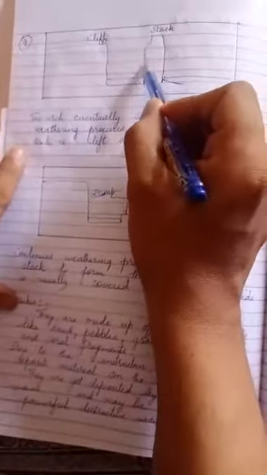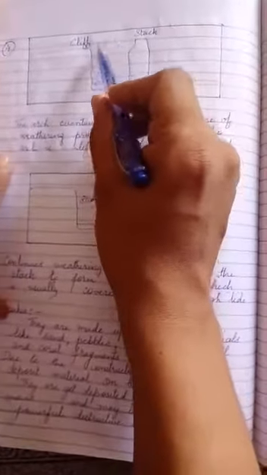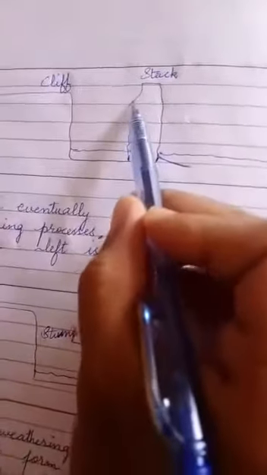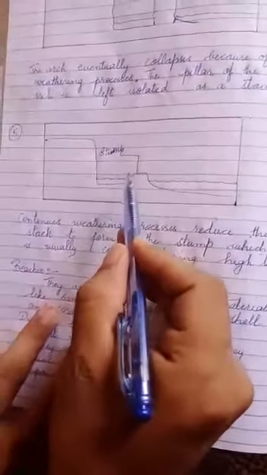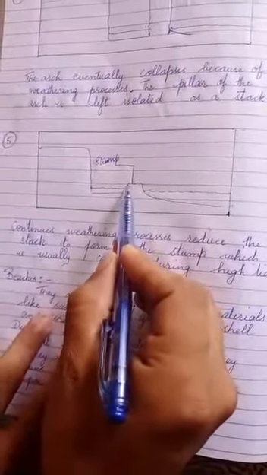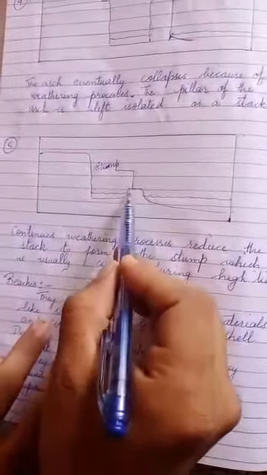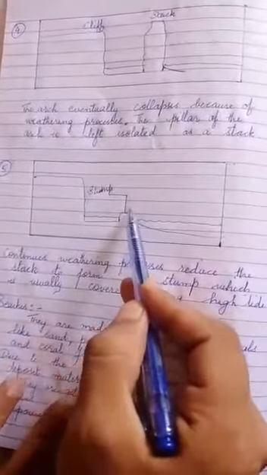Okay, you can see that this is a stack, and this was an arch before, and now the stack is left isolated. Okay, and in the next figure, due to the continuous weathering process, the stack is reduced to just a stump, like this one. This was the stack, and this is reduced to just the stump.